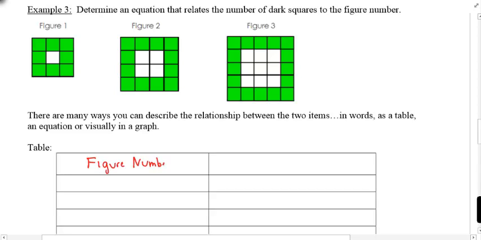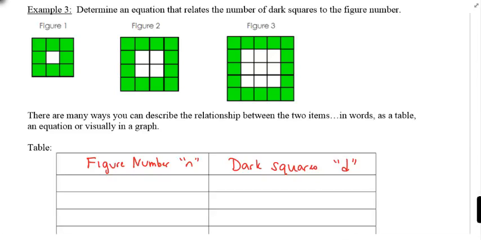Maybe I'll use the letter N for that. And you're comparing this to the number of dark squares. And how about I'll use the letter D. Okay. So in figure number 1, how many dark squares do we have? 1, 2, 3, 4, 5, 6, 7, 8.